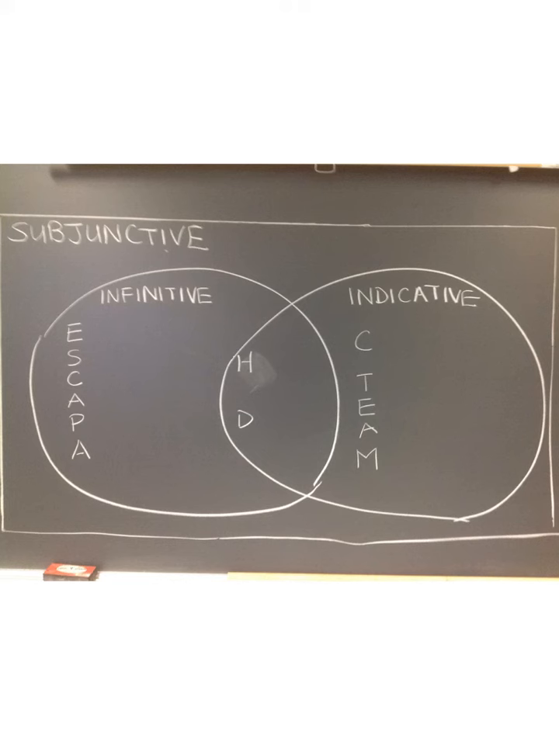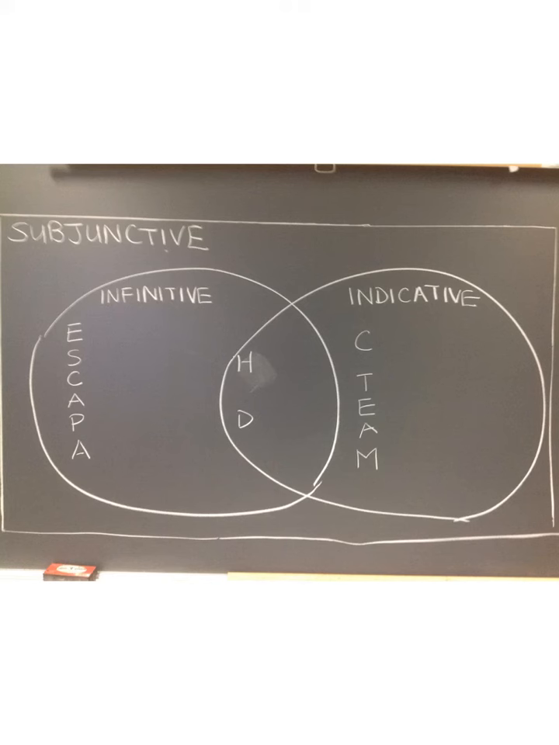And then within the chart I have a Venn diagram with infinitive on the left and indicative on the right. And that means anything inside the infinitive circle can be used with an infinitive, anything inside the indicative circle can be used with the indicative, and anything in the middle can be infinitive or indicative. And keep in mind, remember, that everything on the chart can be used with the subjunctive if it's called for. And I'll explain more in detail the situation there.